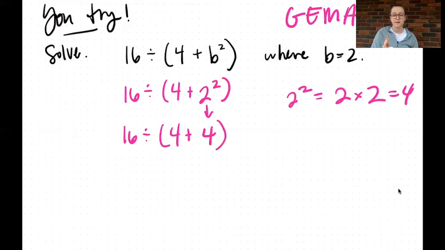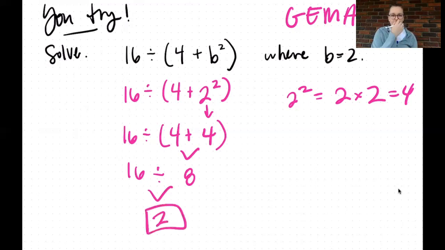Okay, I still have those grouping symbols, so now I'm going to continue finishing what's in my grouping symbols. And then lastly, I have multiplication or division, and I have some division here. 16 divided by 8 is 2. So hopefully you're doing well with this. Just don't forget your order of operations. And if you have any more questions, just let me know.